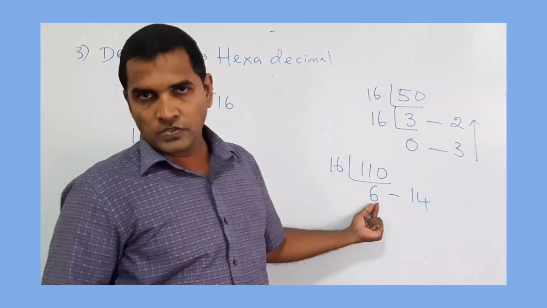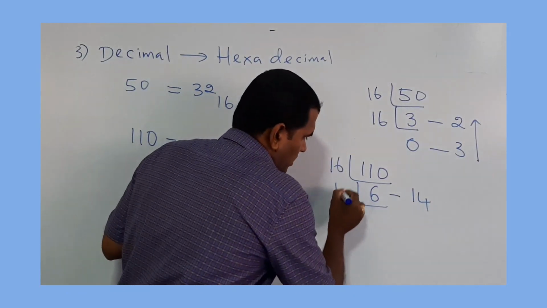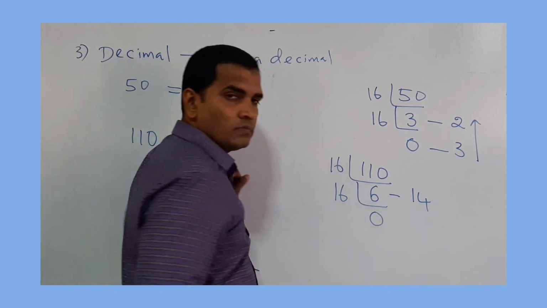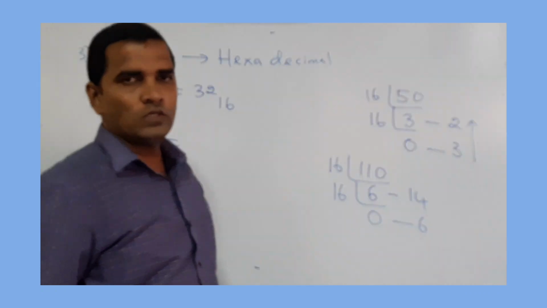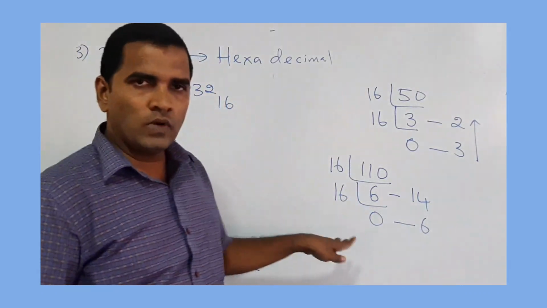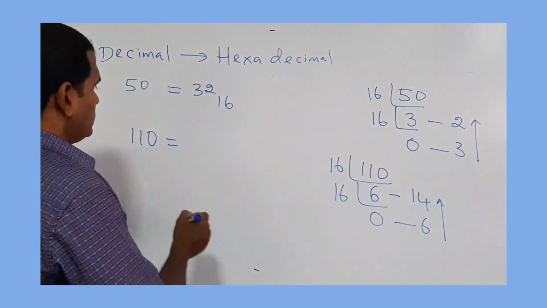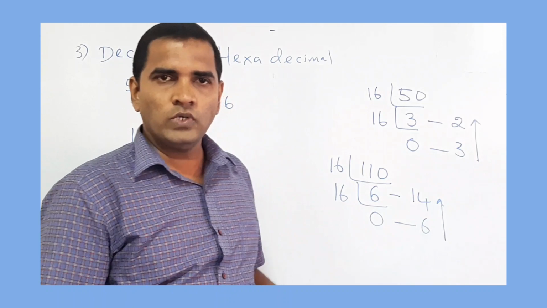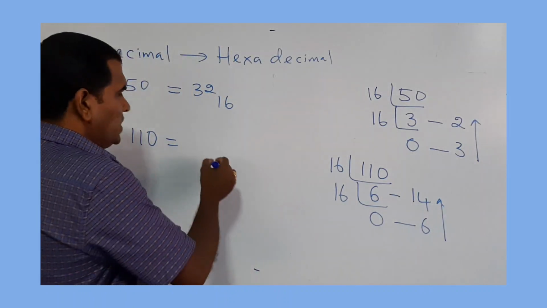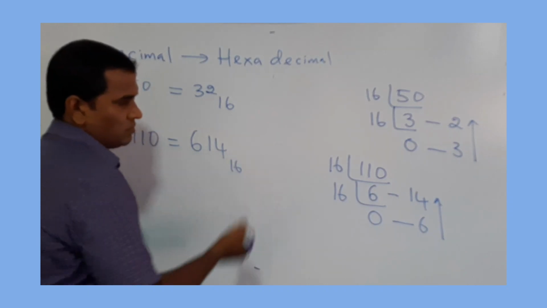Look, the quotient is 6, which means it can be divided further. So divide again, 0 times, and put this 6 here. Right? So we have divided. Get those remainders as the answer. So as a student who did all these previous conversions, you may try to write it like 6, 14, base 16.